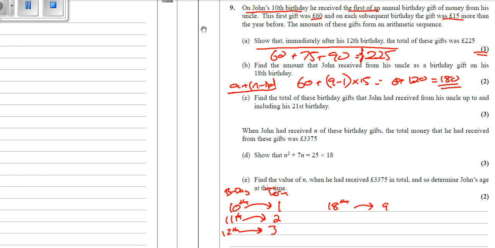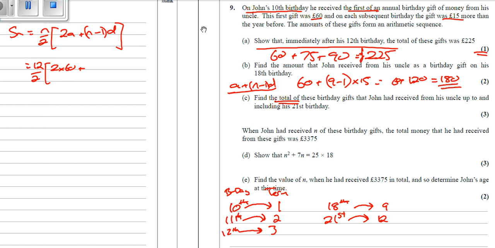Question C, find the total of these birthday gifts that John had received from his uncle up to and including his 21st birthday. So 21st, if we take away 9, we're going to get 12. So it's going to be the first 12 terms. If we're looking for the total of a series, it's n over 2, 2a plus n minus 1, d. So if we're using n as 12, it's going to be 12 over 2, lots of 2a, so that's 2 lots of 60, plus 12 minus 1, what's the difference, which is 15. Then it's just a matter of working it out.